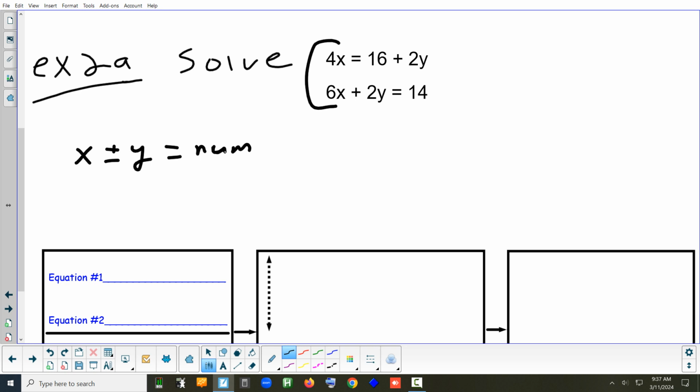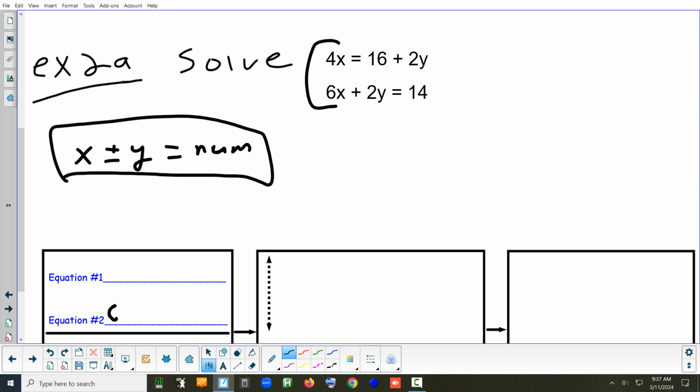Do either one of those equations look like this? Yeah, one of them. Which one? The bottom one. So you can copy the bottom one down for equation 2. That one's fine, because you have a number with x, a number with y, and then equals a number.